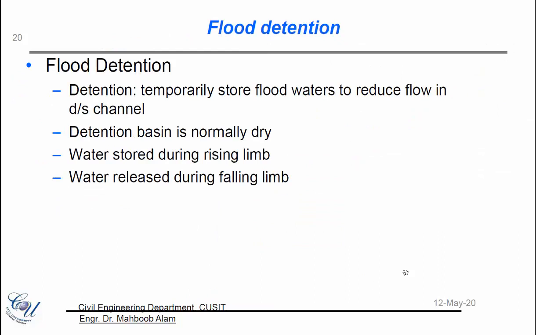So flood detention, that was the reservoir. Another structures that we usually provide are the flood detention structures. These are the structures which store the flood water on a temporary basis, so that the downstream water levels are reduced. They are usually dry in normal situation, but once there is a flooding season, we divert water to these detention areas, and the water is stored during the rising limb. And once we know that now the precipitation has ceased and now it's a falling limb period, then the water is released into the river.